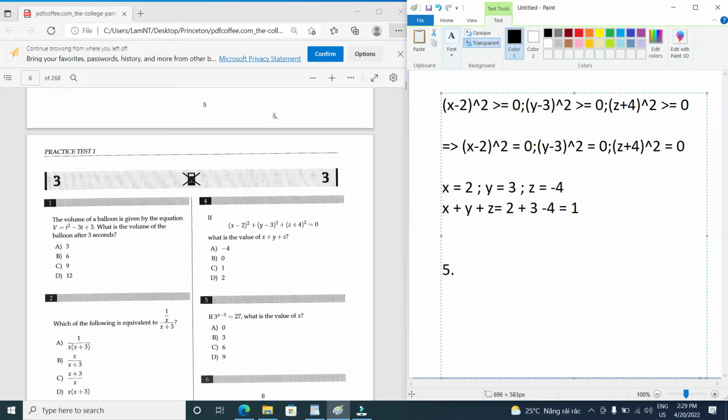We know that 3 to the power of x minus 3 is equal to 27. But 27 is equal to 3 to the power of 3. So by the law of exponents, x minus 3 has to be 3.